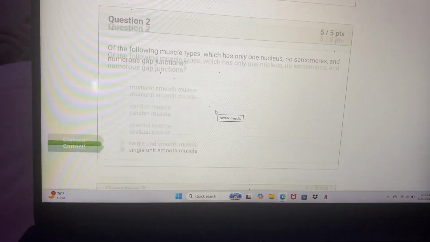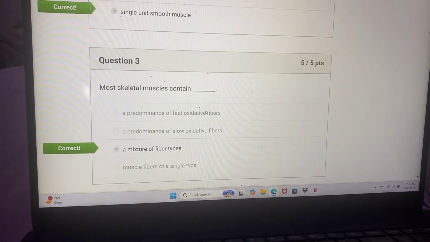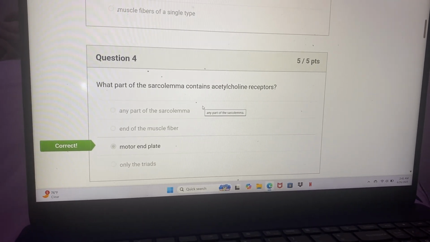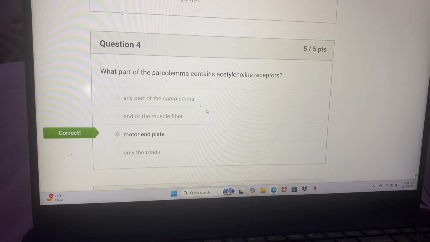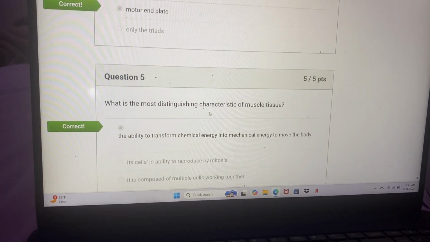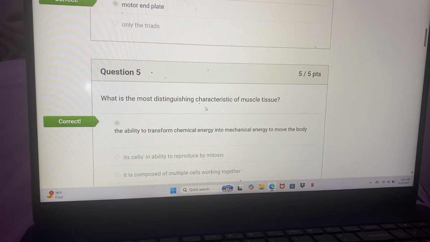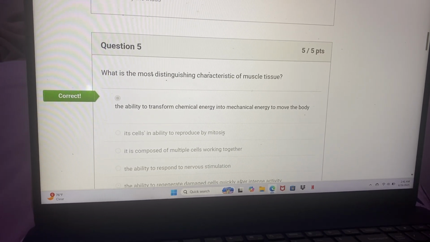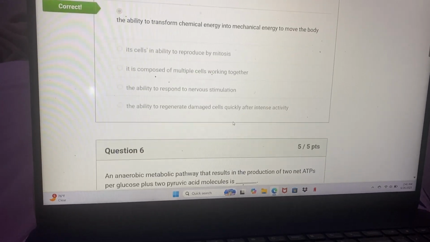Single unit smooth muscle. Most skeletal muscles contain a mixture of fiber types. What part of the sarcolemma contains acetylcholine receptors, the motor end plate? What is the most distinguishing character of muscle tissue? The ability to transform chemical energy into mechanical energy to move the body.